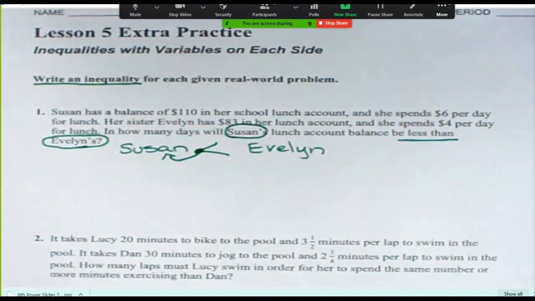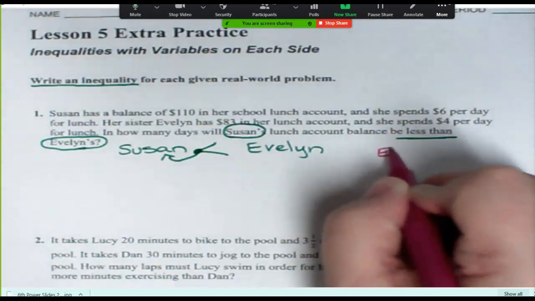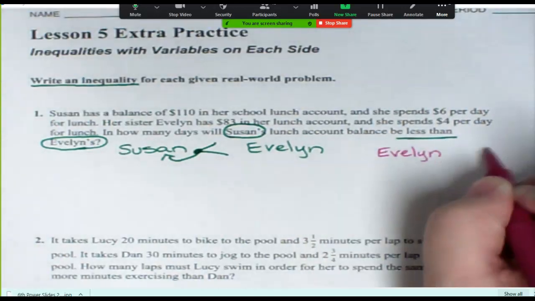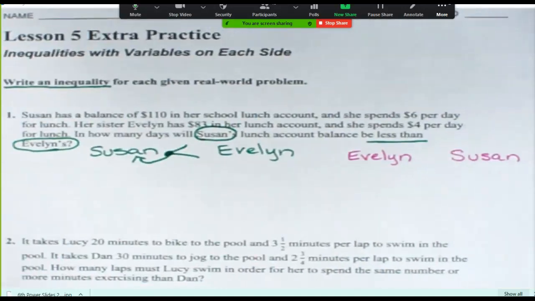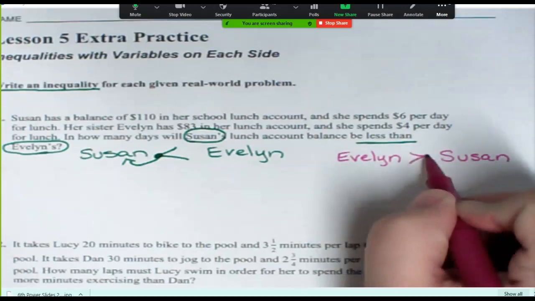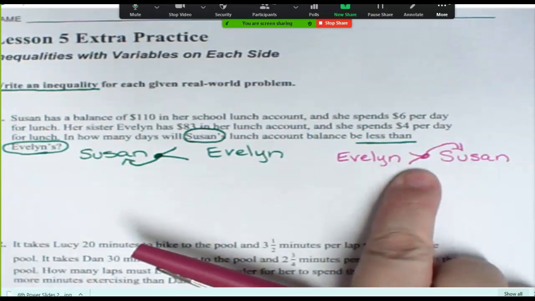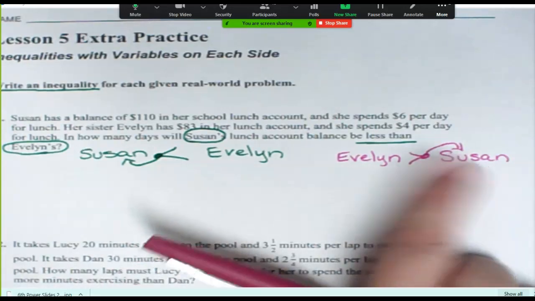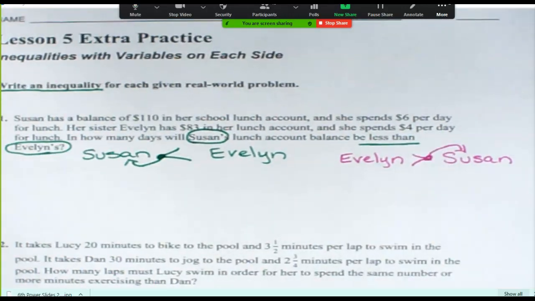Now, Miss Marling, what about if I wrote them backwards? What if I put Evelyn's name first? That's okay. If you happen to put Evelyn's name first and Susan's after it, it's okay. You just have to make sure the smaller side still has to point to Susan. So if you flip-flop the sides, you have to flip-flop your inequality because Susan has to be less than Evelyn. So she has to have the small side of my inequality. Okay?